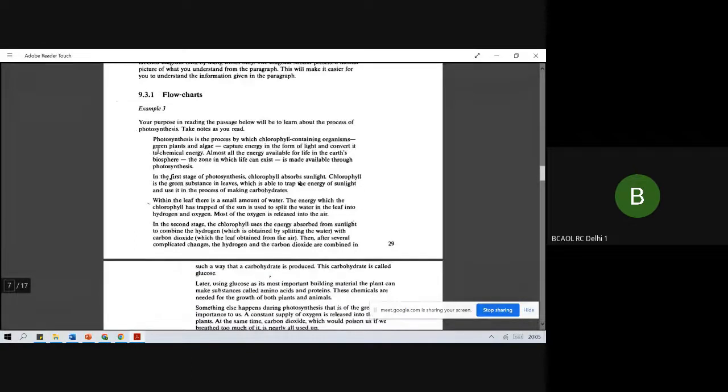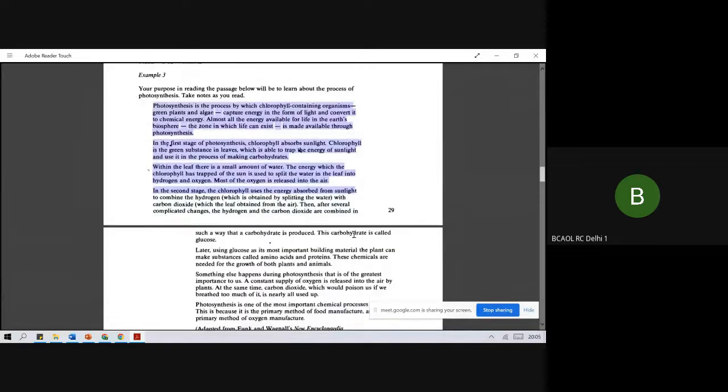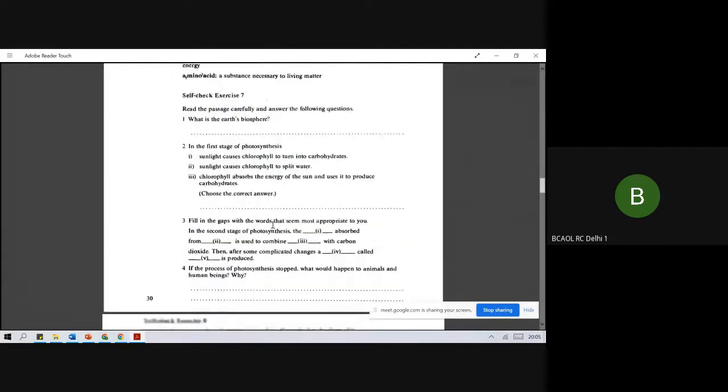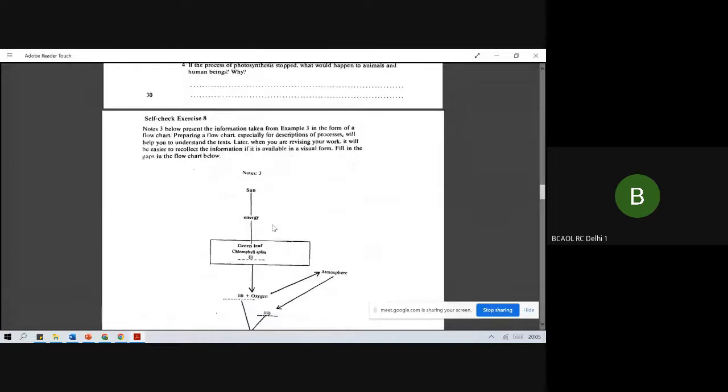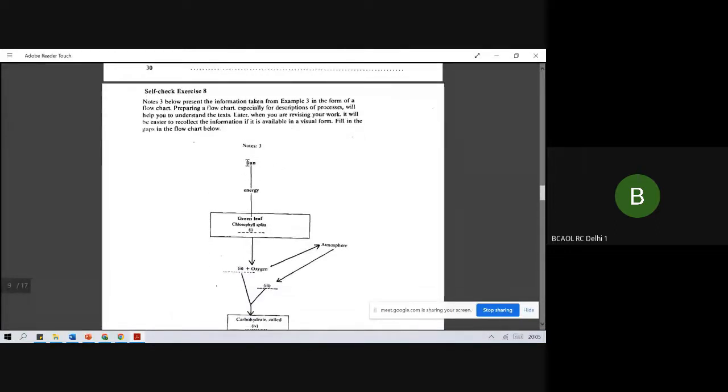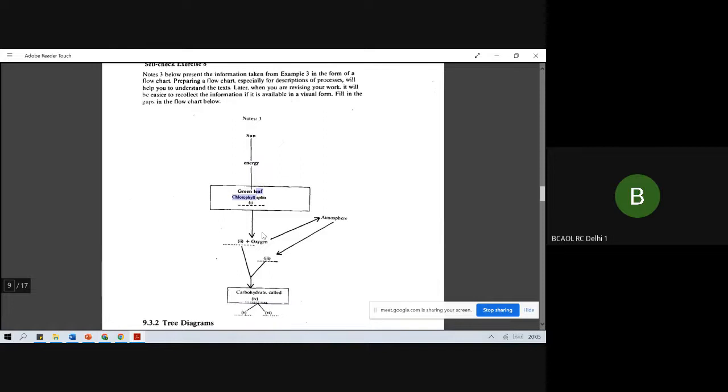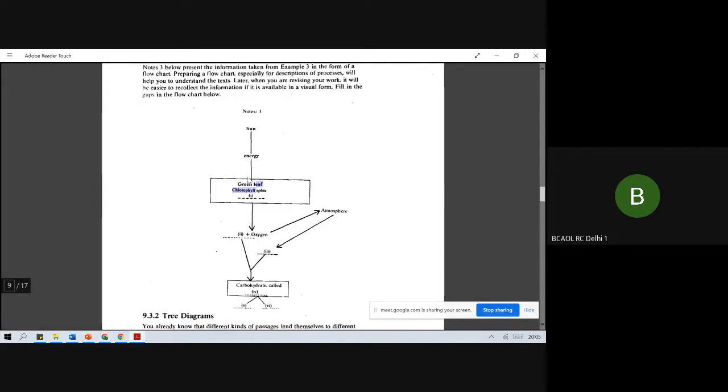Okay, this is an extract, photosynthesis. On the base of this, you have to make a note. See, photosynthesis was explained above. Now see, sun, energy. Since photosynthesis is one of the procedures, there is the presence of sunlight, energy, green leaf. See, this is how a flowchart is prepared, you know.